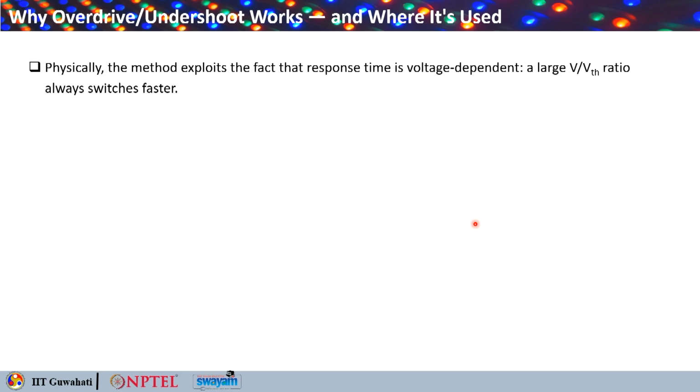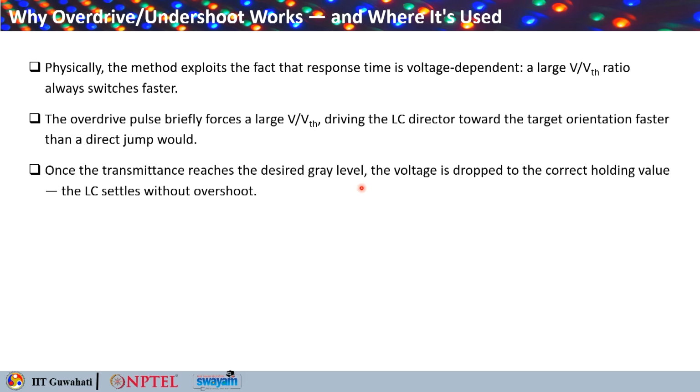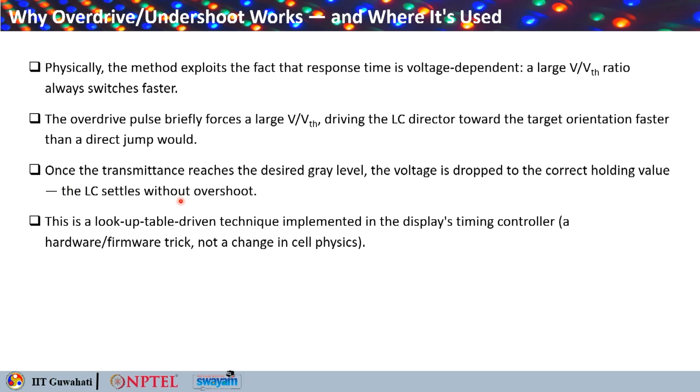Physically the method exploits the fact that the response time is voltage dependent. A large V by VTH ratio always switches faster. So the overdrive pulse briefly forces a large V by VTH, driving the LC director towards the target orientation faster than the direct jump would have done. And once the transmittance reaches the desired gray level, you drop the voltage back to the correct holding value, so the liquid crystal settles without overshoot.